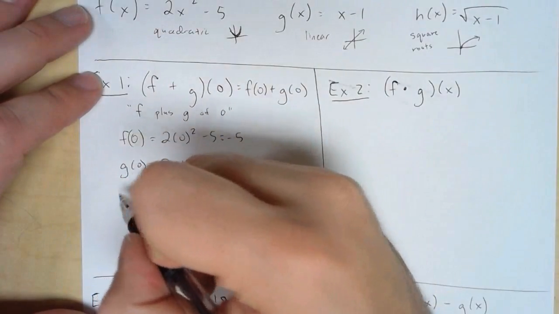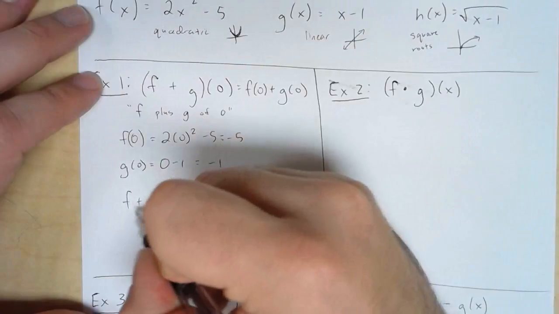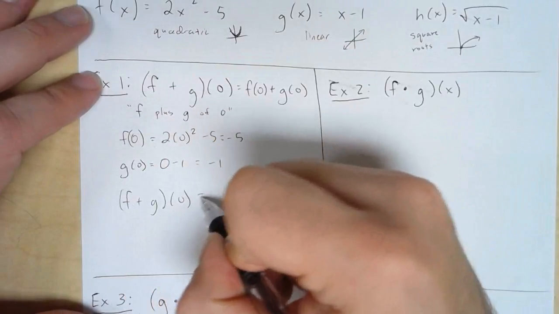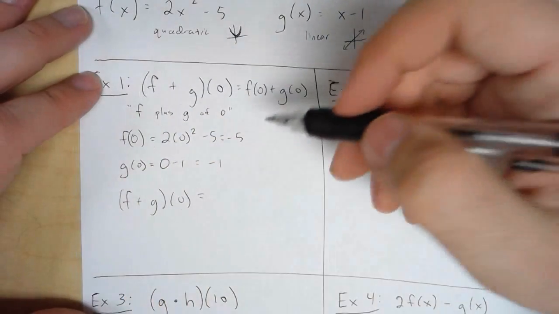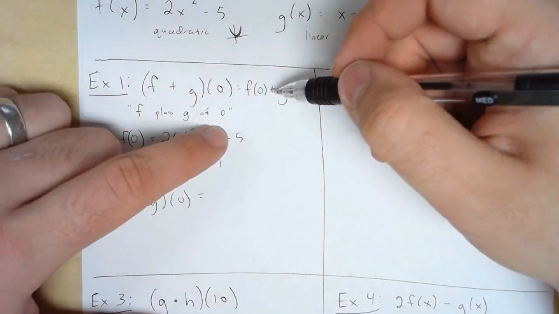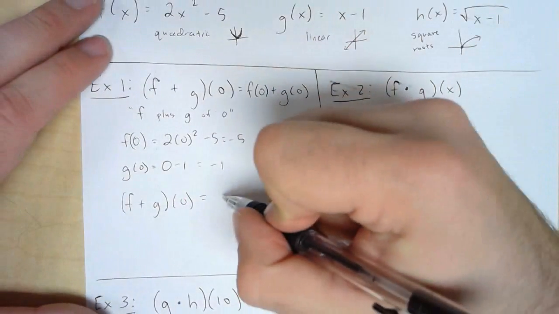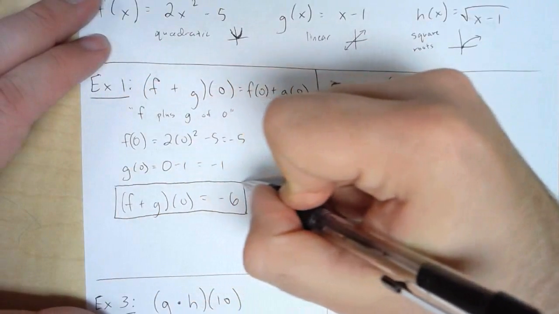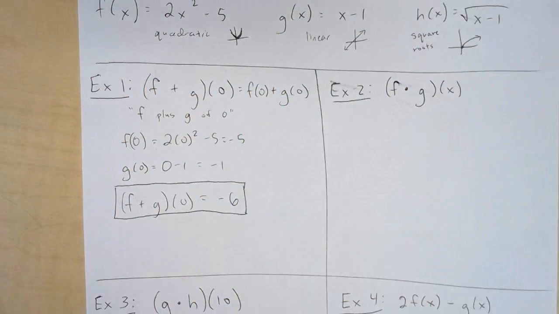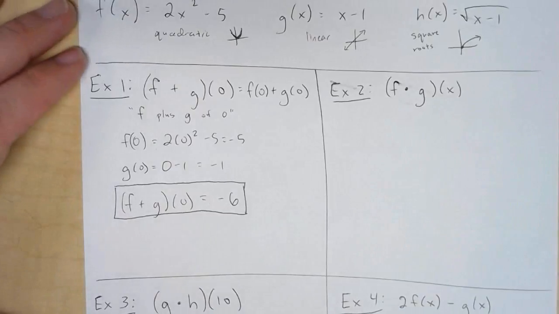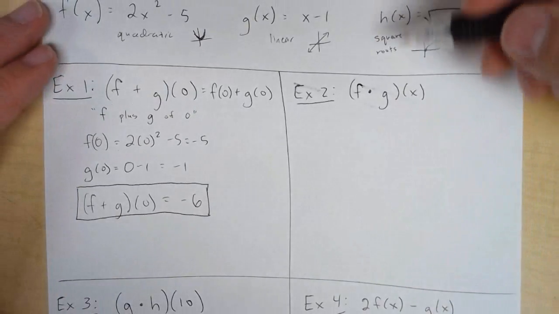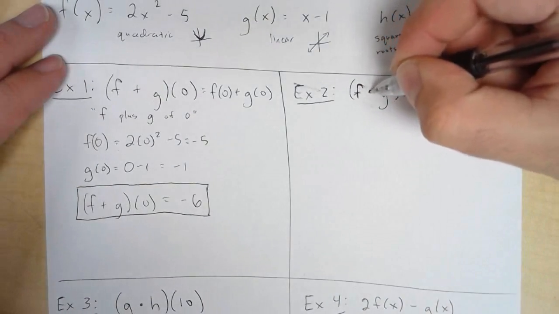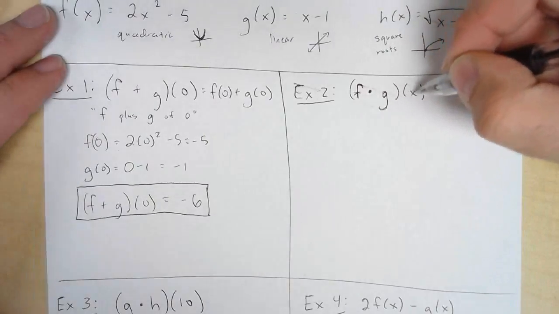So if I'm trying to find f plus g, all of 0, I can just say that's the same thing as negative 5 plus negative 1, which is just negative 6. It worked out. We didn't have any numbers or variables left over. Woohoo! Okay, example 2. So in example 2, we have f multiplied by g all of x.